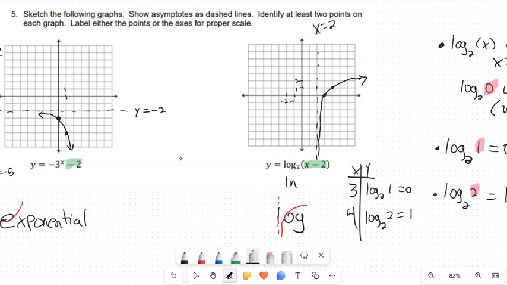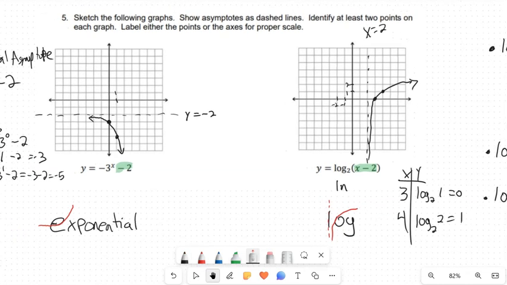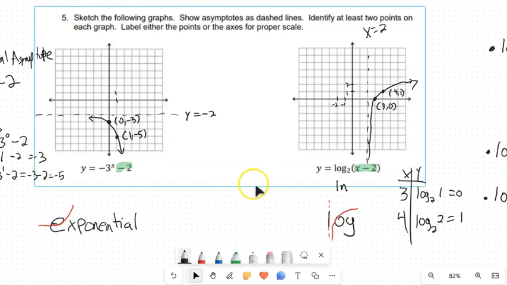Now let's look at the instructions, make sure we get full credit on this one. Sketch the following graphs. Show asymptotes as dashed lines. Check, check. Identify at least 2 points on each graph. Oh, we need to identify points. So this was 1, -5. This is 0, -1. Label either the points or the axes, which I also did, for proper scale. This is 3, 0, and 4, 1. Now we get our full credit. We've done everything they asked for. All right, hope this makes sense.